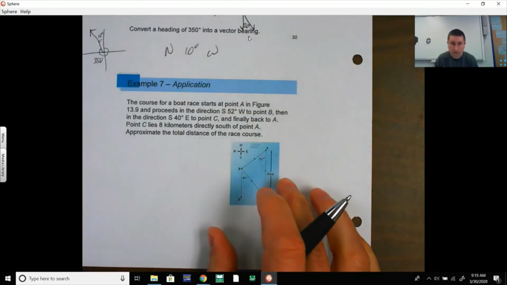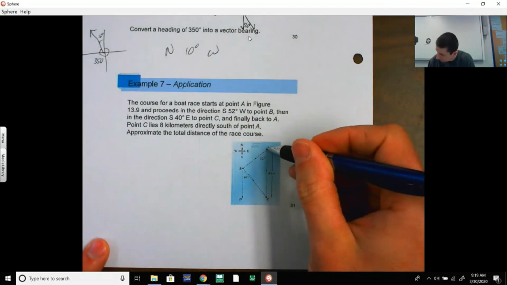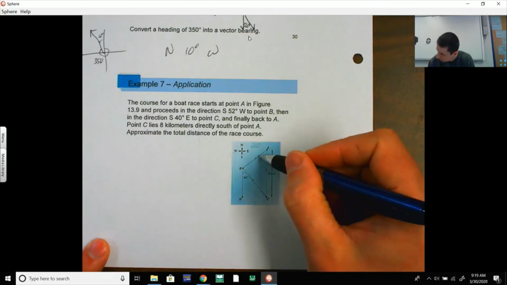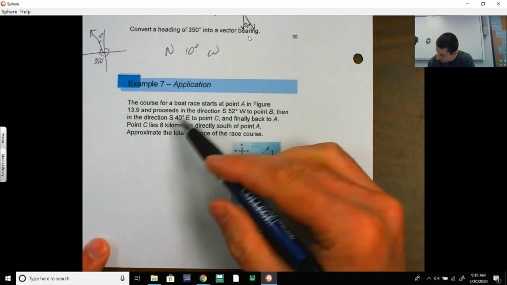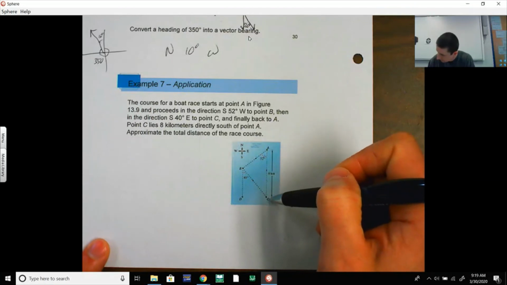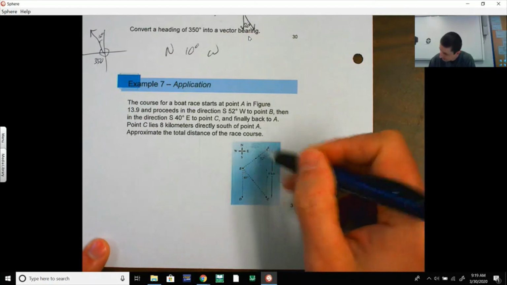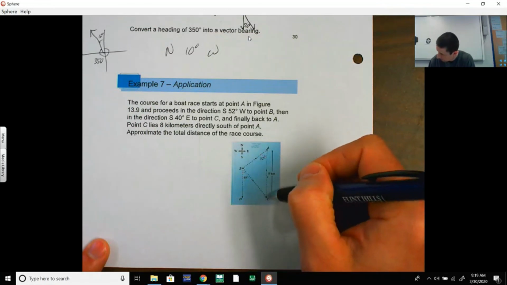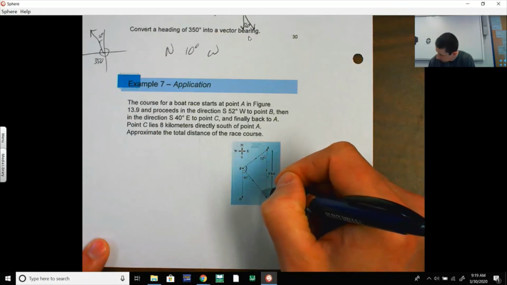Okay, the course for a boat race starts at point A, in figure 13.9, and proceeds in the direction of south, 52 degrees west. So there's 52 degrees south, 52 degrees west. That means this is true south. To point B, then in the direction south, 40 degrees east to point C, and finally back to A. Point C lies 8 kilometers directly south of point A. Approximate the total distance of the race course. So we know this is 8. This is 52. If we can find this angle here.